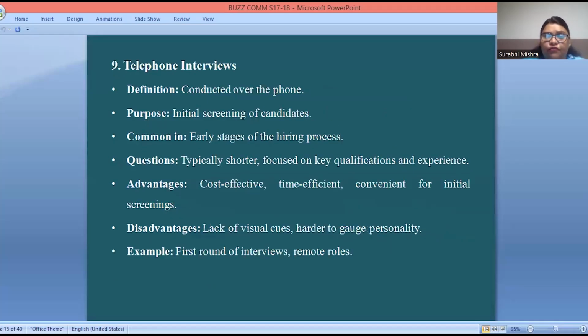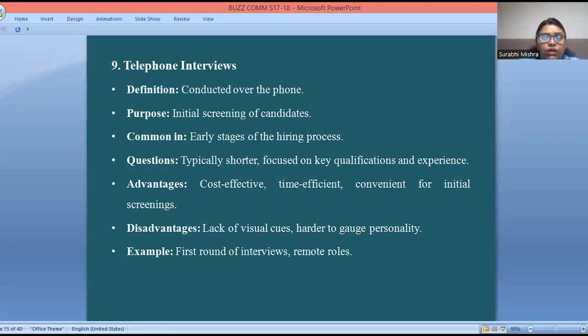Moving towards the next type of interview, telephonic interviews. Telephone interviews, or telephonic interviews, are interviews conducted over a phone call. The purpose of this type of interview is just to screen out the candidate. We do the initial screening over the phone call to check the confidence level and communication skills, and then the screening decides whether to call the candidate in for the other rounds or not. This type of telephonic interview is, I think, common in all industries, and it is used for the screening process across all sectors, right?